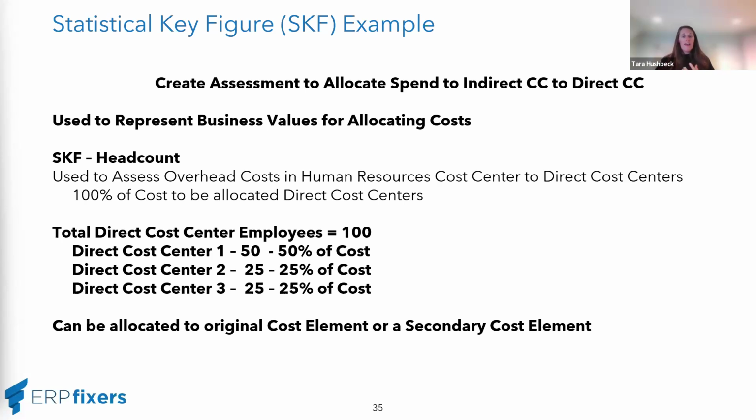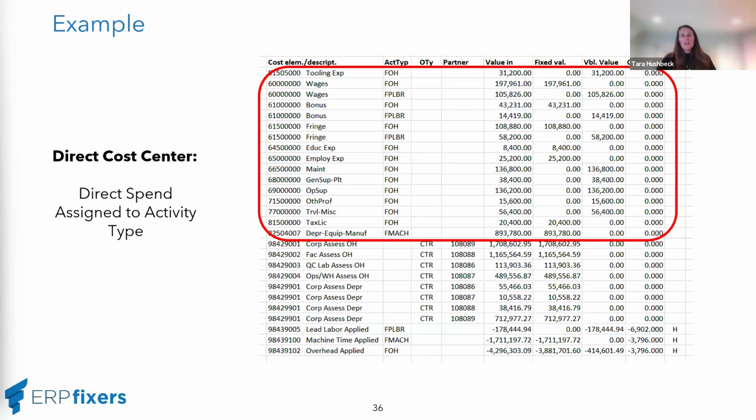And just as a note, when you're allocating indirect to direct, you can post those on the original cost element, or you can create secondary cost elements. So you can see in a cost center report those costs split out. You can tell which ones came from that indirect cost center and which ones were originally spent on that cost center. Like I said, it can get kind of confusing. So I just wanted to give a picture of what that would look like.